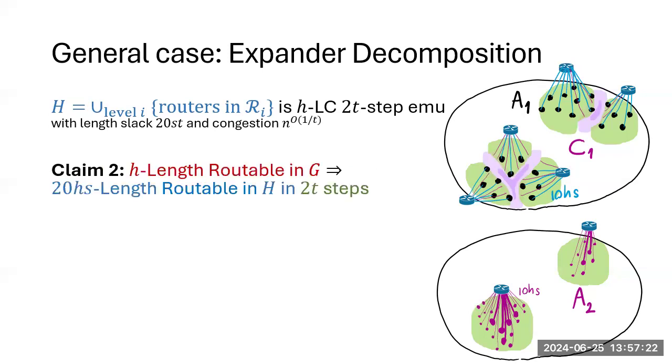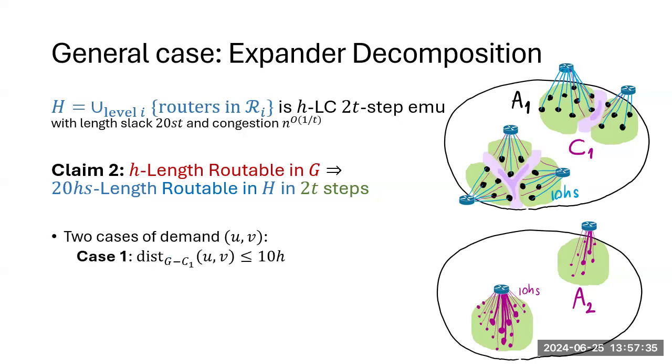So the more interesting case is to say that if you can route something in G, you can route in H with a small number of steps. And actually there are two cases. The first case is when, let's look at some demand that is routable in G, right? Suppose that this demand is routable in G like this, and it's still close in G minus C1. Okay.